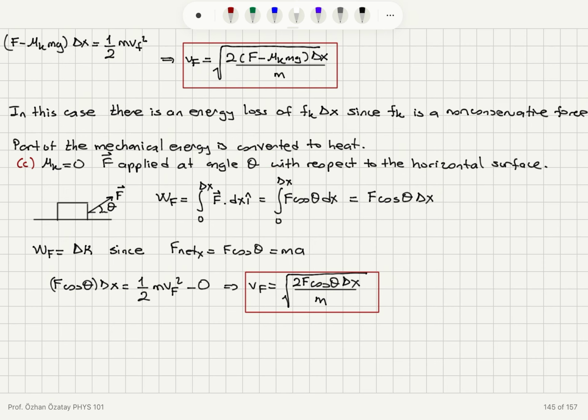If we have no friction but apply F at an angle, then we have to consider the projection of F onto the x-axis, which makes F cosine theta delta x work, but the projection on the y-axis does not do any work. That will just modify the normal force acting on the surface, on this block. Therefore we find that F cosine theta equals ma, and F cosine theta delta x, the work done by the x component of the force, is equal to the change in kinetic energy of the block.